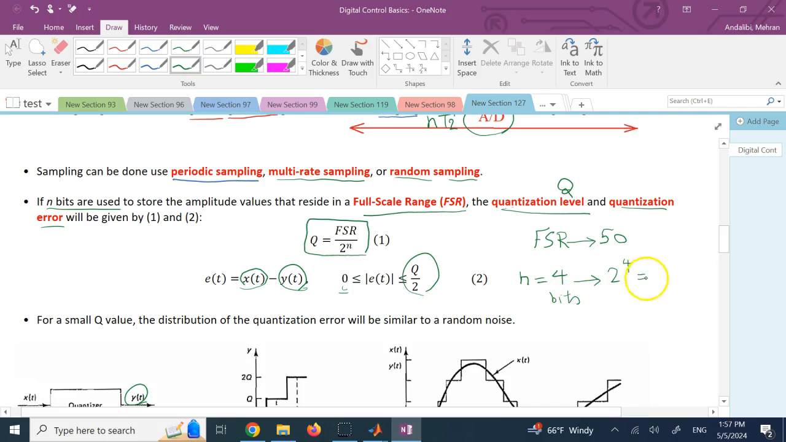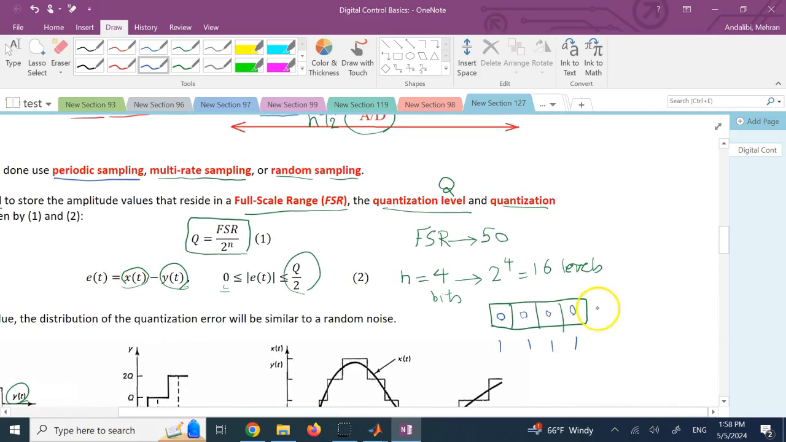Okay? Or 16 levels. What are they? Well, if you have 4 bits here, they can either be filled with a 0 and a 1. So the lowest level is all zeros, and the highest level is all ones. Right? So the lowest number is 0, the highest level is 15, so you have 16 levels.